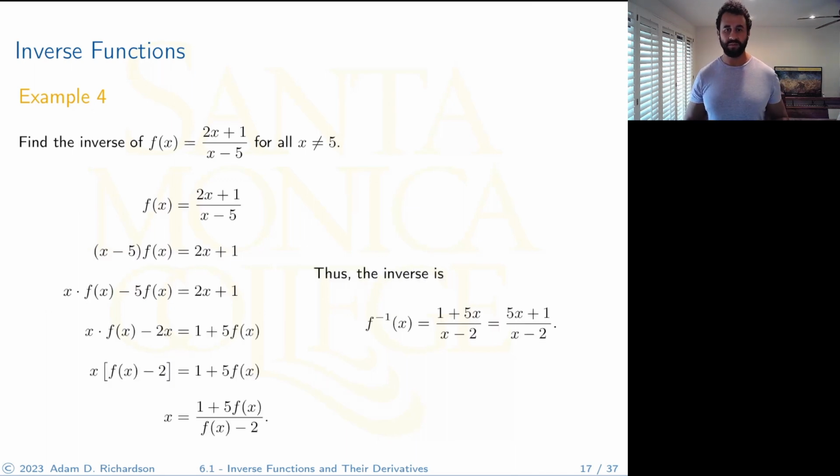So I've got it typed up here all on one slide, and I'll just walk through the steps. First step is I'm going to multiply both sides by x minus 5, so now I don't have a fraction over here. The next step is I'm going to distribute f of x to these two terms. So I'll get x times f of x, and I'll get negative 5 times f of x.